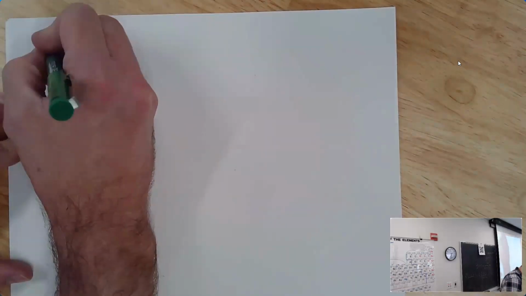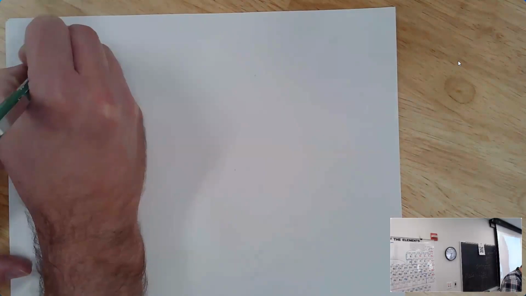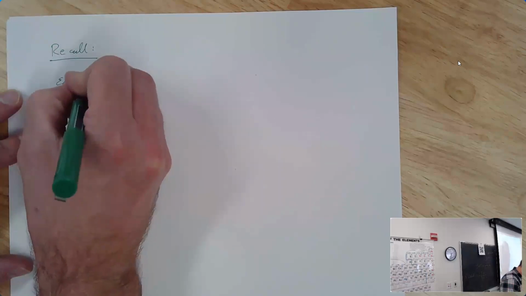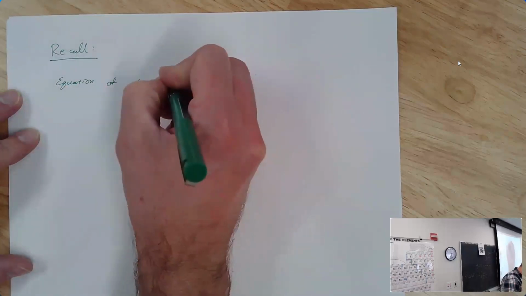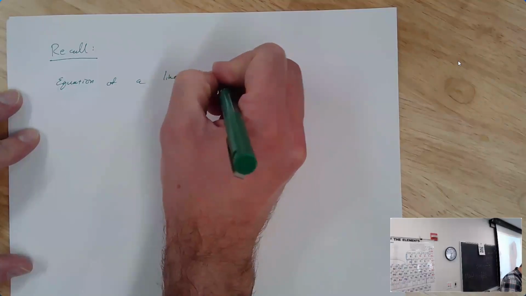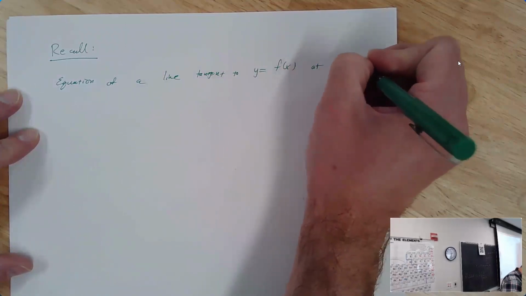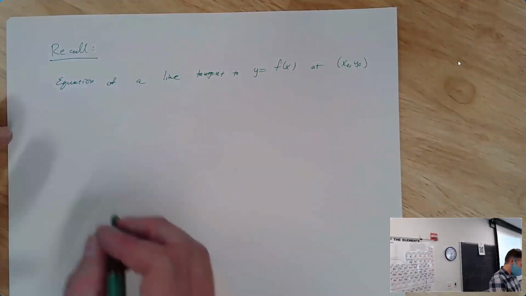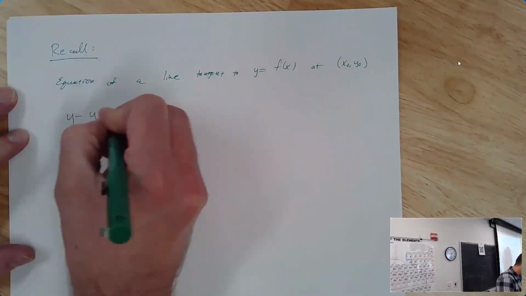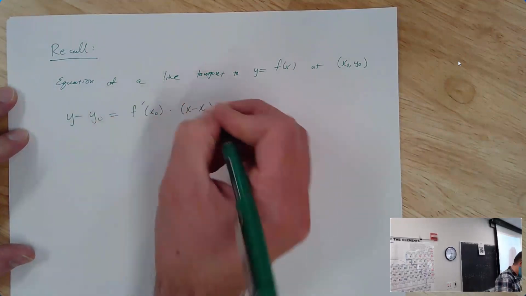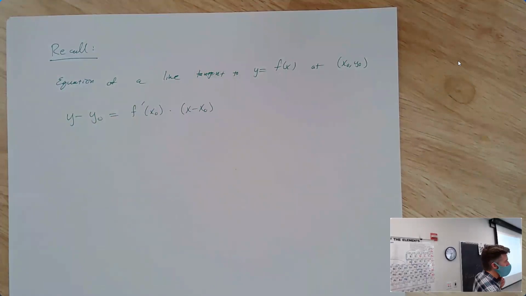So recall, if you will, from 17a, the equation of a tangent line tangent to y equals f of x at the point x naught, y naught is given by the following formula: y minus y naught equals f prime of x naught times x minus x naught. And really, this is how we find the equation of a tangent line. You find the slope of the tangent line.